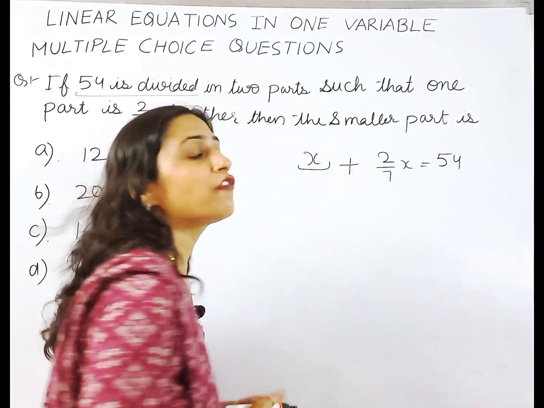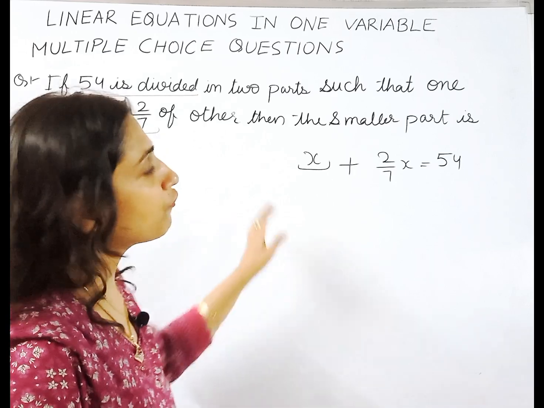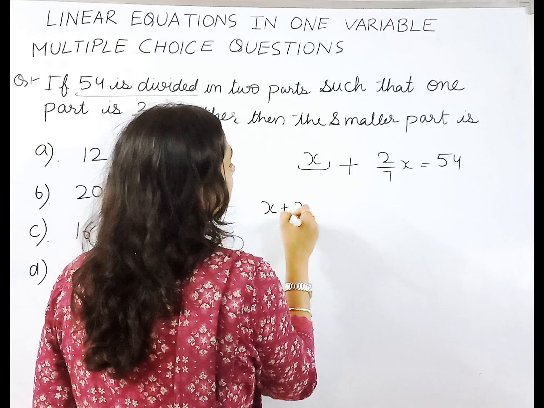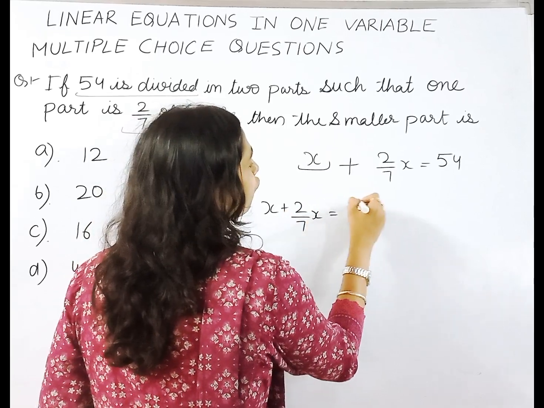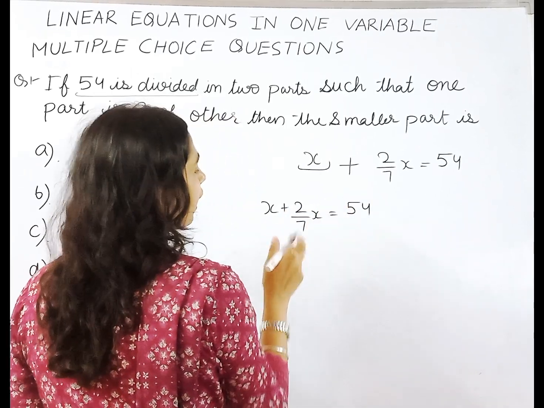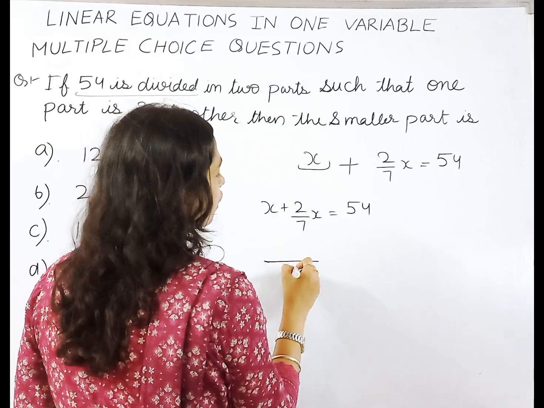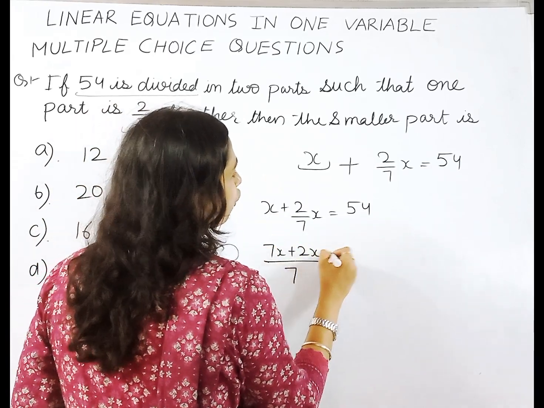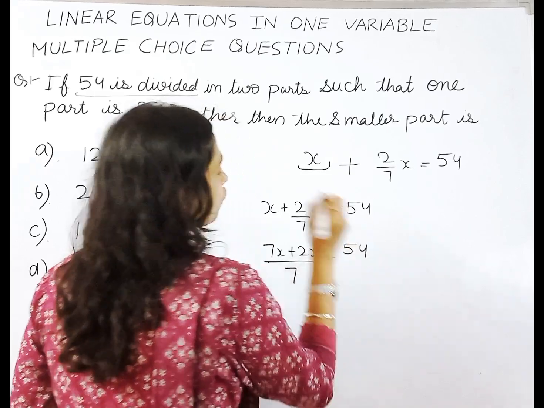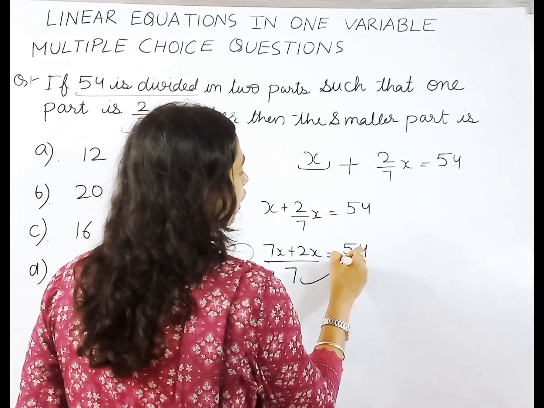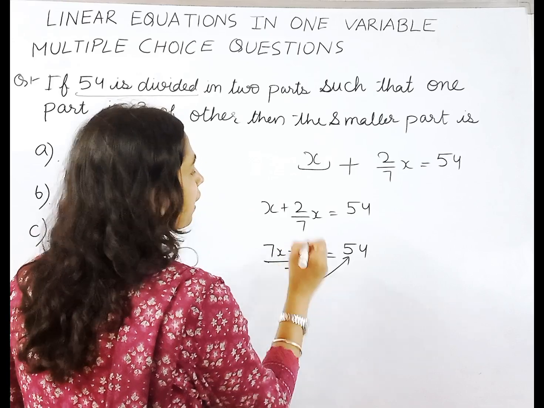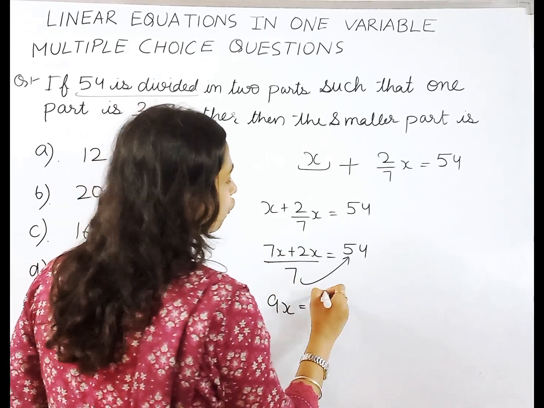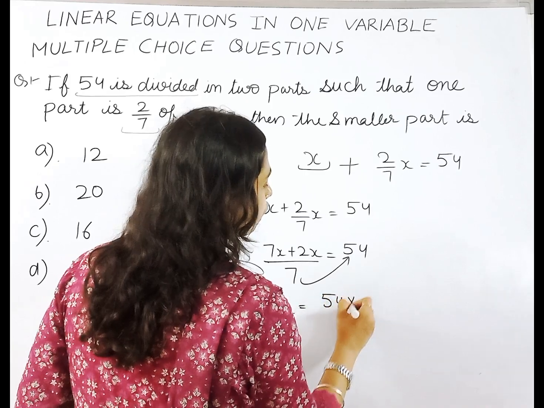So now if we solve for the value of x, we will find our answer. The equation is x plus 2/7 of x is equal to 54. So we will take the LCM on the left hand side. So this becomes 7x plus 2x is equal to 54. Now we will take this 7 to the right hand side of the equation, and here what do we get? 7x plus 2x is 9x, equal to 54 into 7.